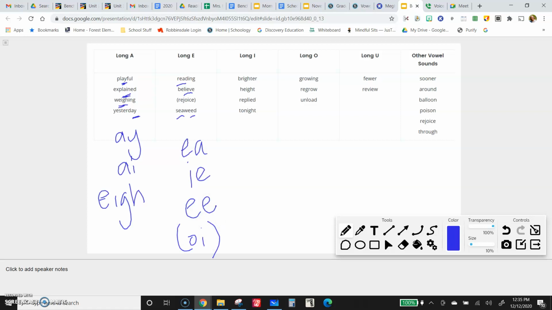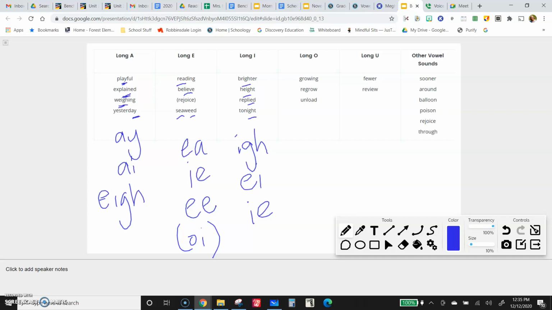All right, long I sound: brighter, height, replied, tonight. I'll say that I sound. So IGH is kind of a weird one because technically it's not multiple vowels together, but it still is a combination that has that long I sound. EI can have a long I sound. IE can have a long I sound. And then another IGH.